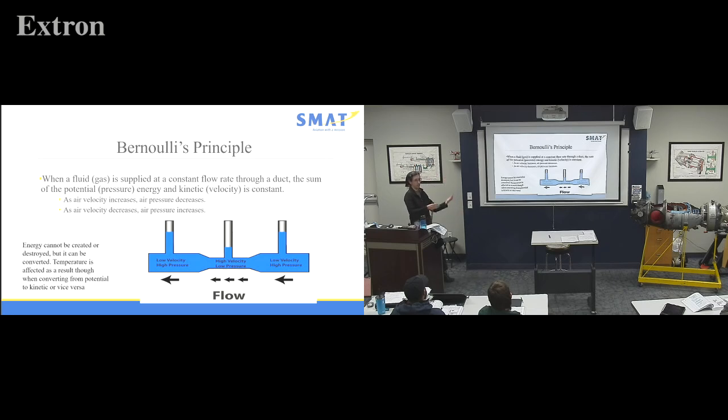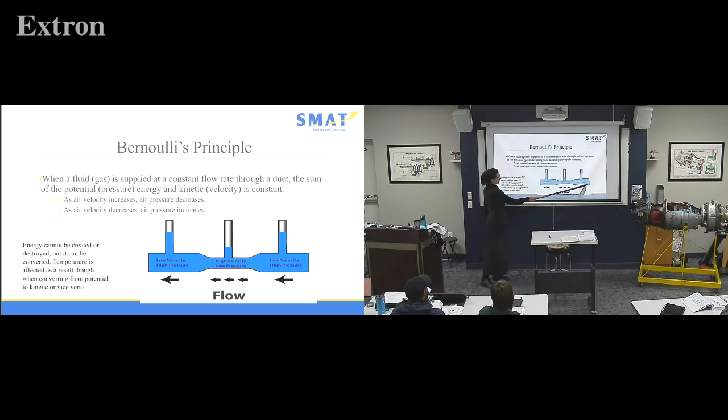You're exchanging your energy. And temperature is also affected as a result when converting from potential to kinetic or vice versa. So that's something you have to keep in mind. When I'm working with energy, temperature is affected. And, what's curious about this one? That's right to left. But they put arrows on to show you it's different than normal.